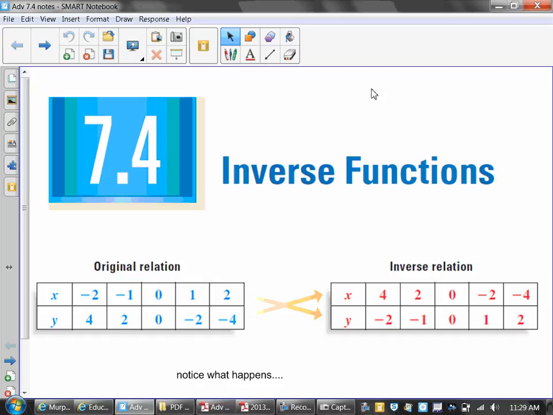Inverse functions. Plus I'll record it because everybody's gone. Everybody's sick today and dying.